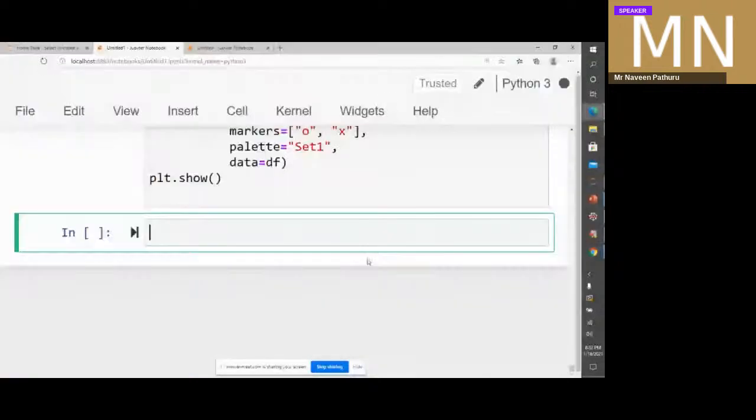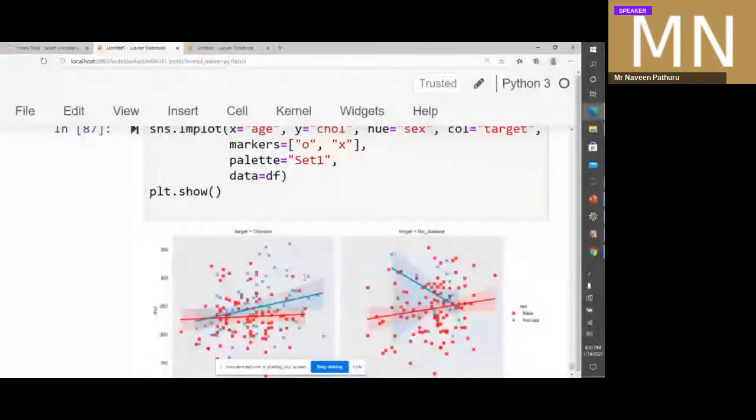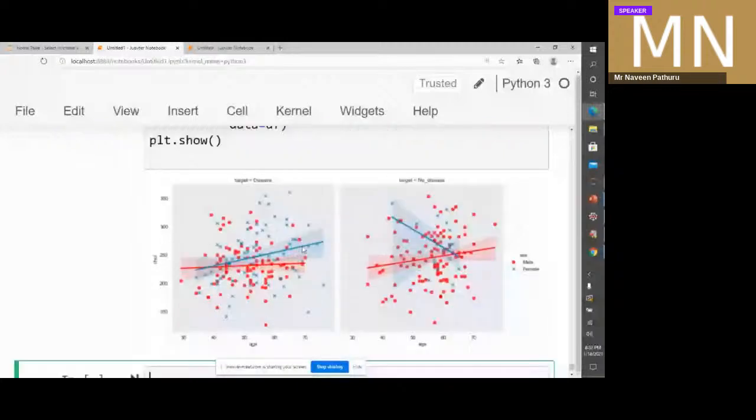If you run the lmplot, if you recall from our linear regression, you try to get a feel of it, male and female. What is this one? Target disease. In the group of patients, the blue color line, there seems to be a positive correlation between age and cholesterol. What's happening? As the age is increasing, the cholesterol is increasing, and they are getting the disease, is what we can interpret from the blue line.